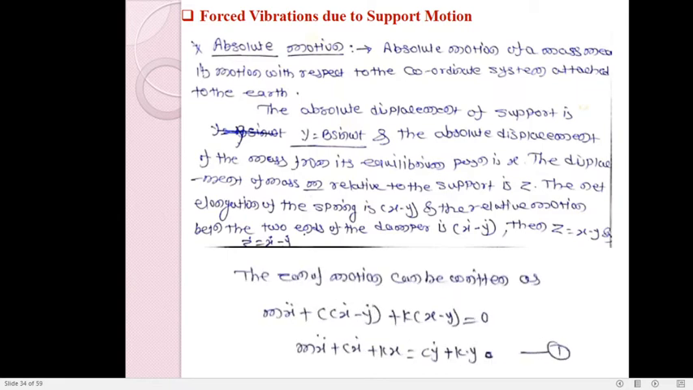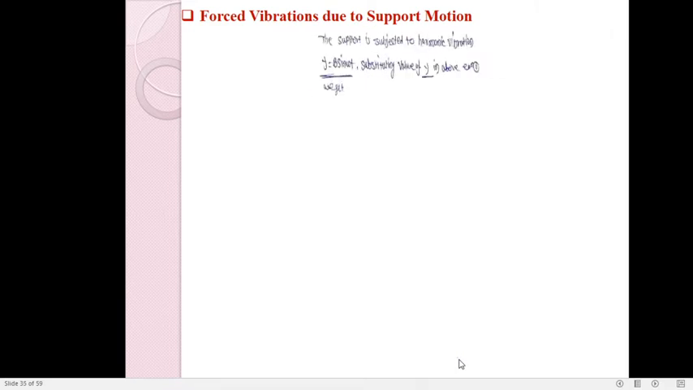The equation of motion with these terms can be written as m into x double dot plus c into (x dot minus y dot) plus k into (x minus y) equals 0. Now we will rearrange this equation and it can be written as m into x double dot plus c into x dot plus k into x equals c into y dot plus k into y. Let us call this equation number 1.